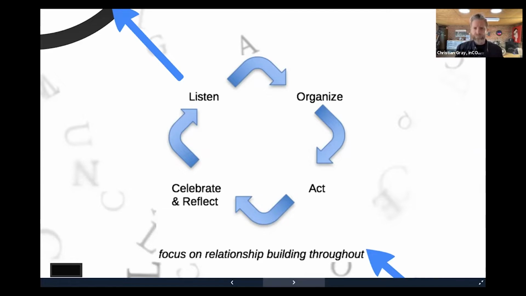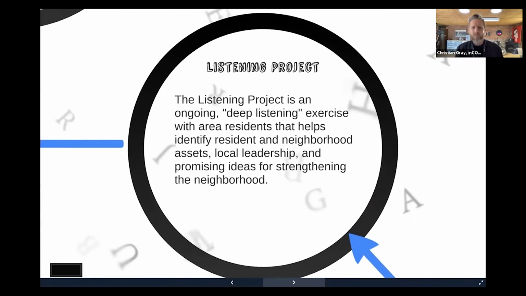and specifically community organizing. So again, we're going block to block, recruiting neighbors to be more actively involved in their neighborhood. Or maybe we're using a different technique outside of block connecting, but we just want to take it upon ourselves or take a different approach to getting to know the gift bearers in our neighborhood. The listening project is one approach or tool that you can use for that. So what is the listening project? It's an ongoing deep listening exercise with area residents that helps identify resident and neighborhood assets, local leadership, and promising ideas for strengthening the neighborhood.